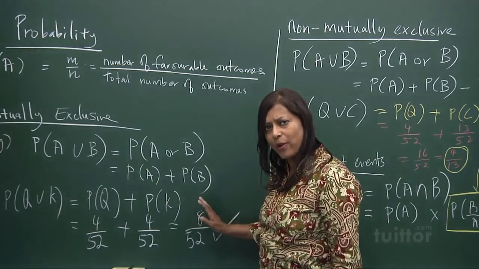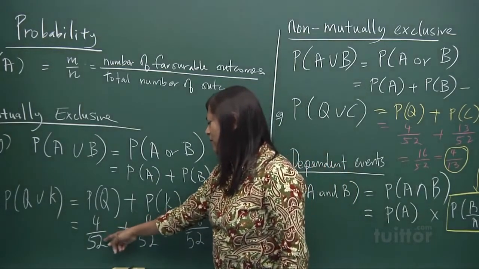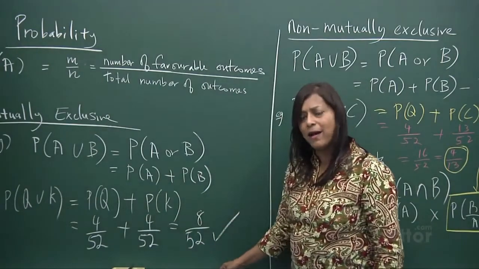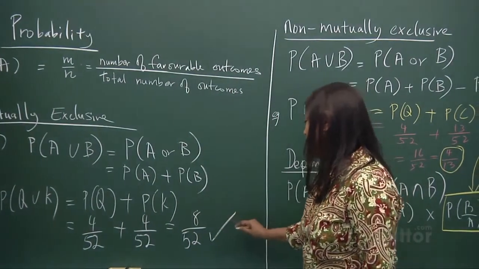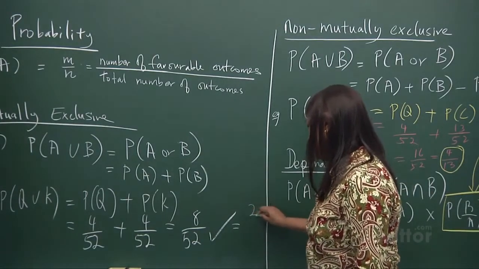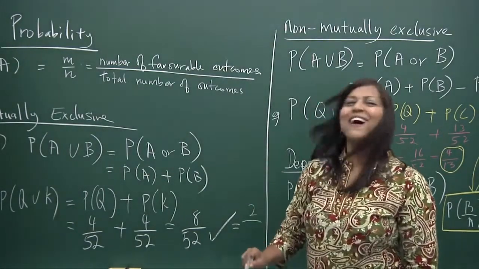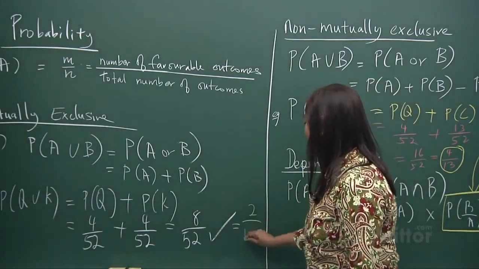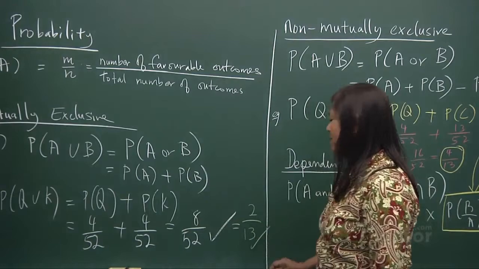You don't need to take away. So that's 4 out of 52. A king is 4 out of 52. You have 8 out of 52 divided by 2. We always should simplify it. Sorry. Alright, simplify it. Divide by 4, you get 2 out of 13.